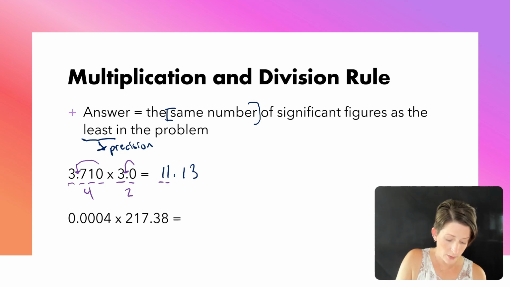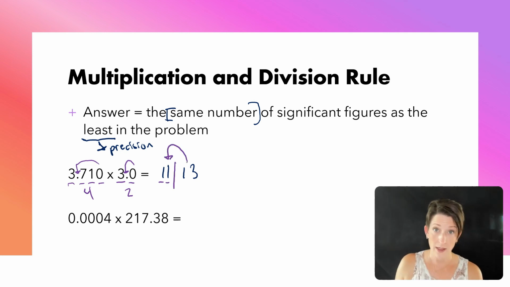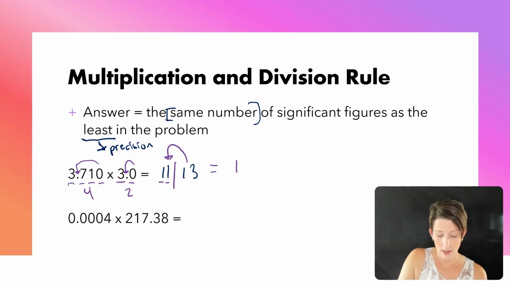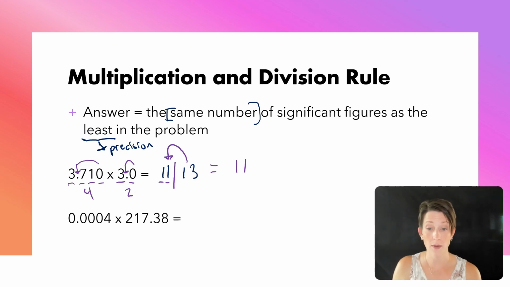We have 1, 2, draw our line. The discarded 1 does not affect that first digit. Therefore, our rounded number is going to be 11.